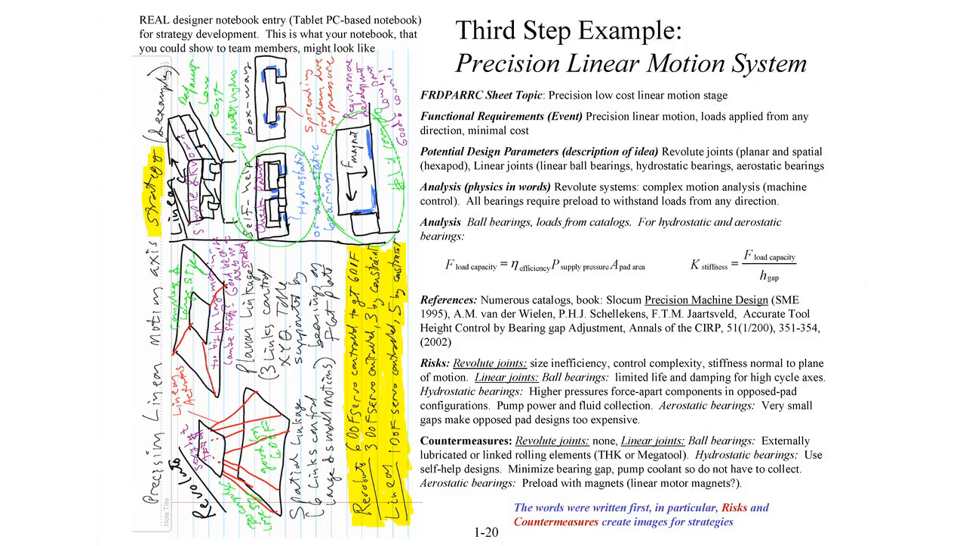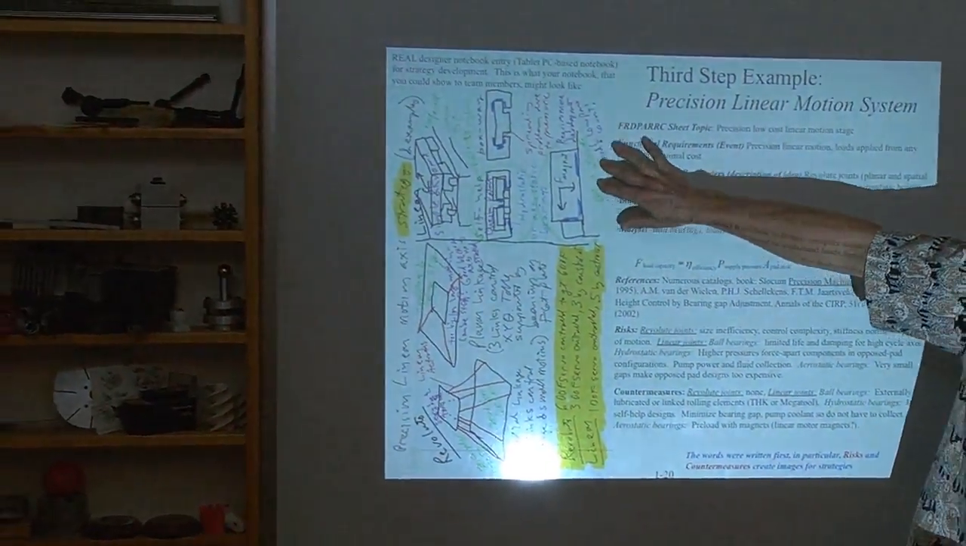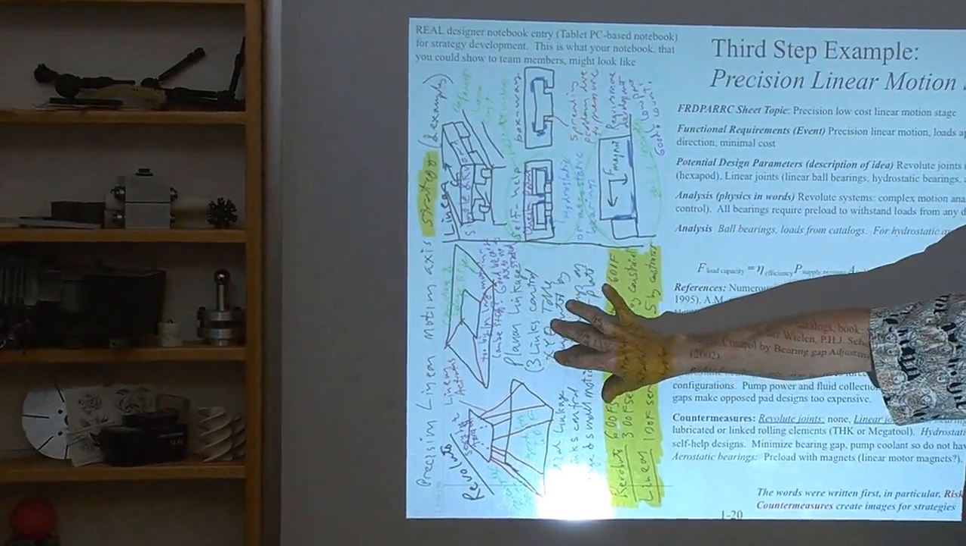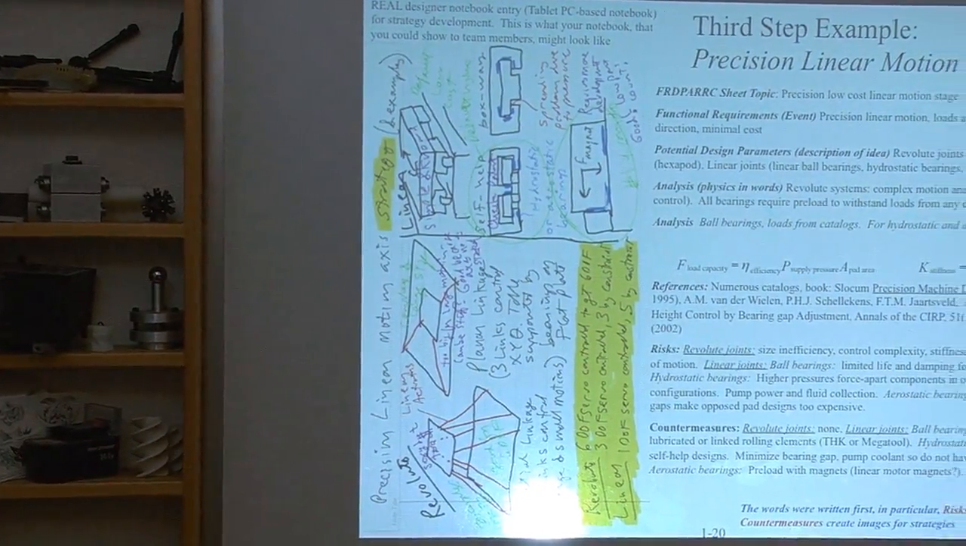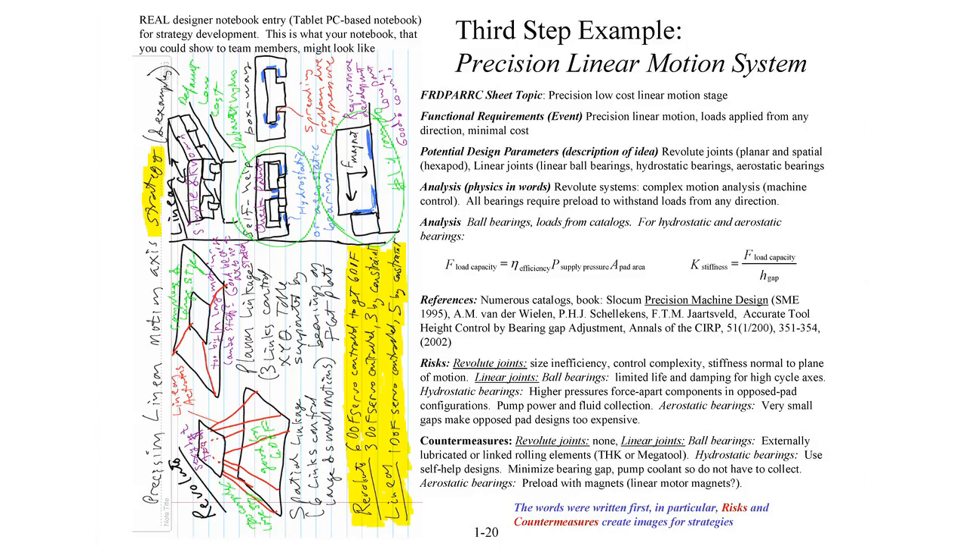In the text, it goes through another example of a precision linear motion system, which would be used, for example, on the table axis. And notice all this scribbling here. We're going to get to that again. And what does this mean, and why? This is actual pieces from one of my design notebooks earlier on. Here's the first order analysis and some references and risks and countermeasures. This is from my actual design notebook, systematically going through this Fred Park process.